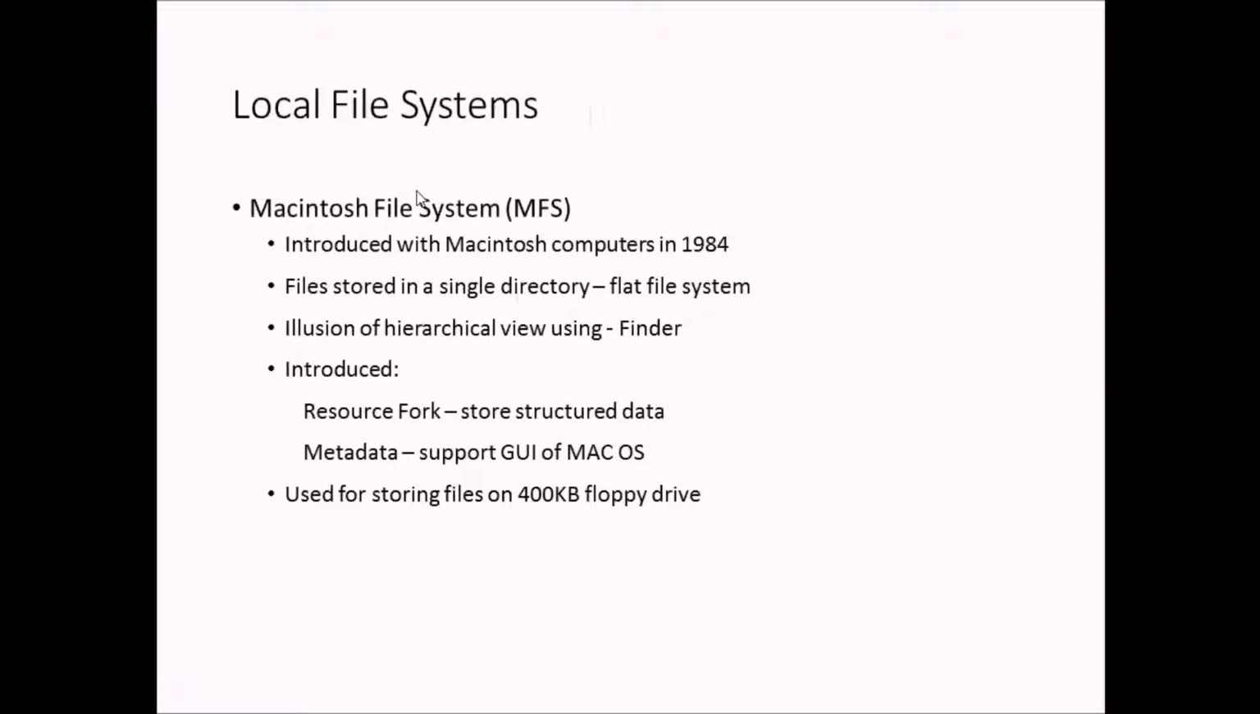Among local file systems, one is the Macintosh File System, also abbreviated as MFS, introduced with Macintosh computers in 1984. Files are stored in a single directory, which is called a flat file system, with the illusion of a hierarchical view using the Finder, which we already talked about. It first introduced the resource fork and the metadata. The resource fork was used to store structured data, and metadata was used to support the graphical user interface of macOS. In 1984, it was used to store files only on a 400 kilobyte floppy drive, and that's it.